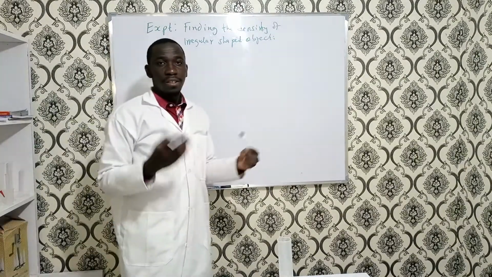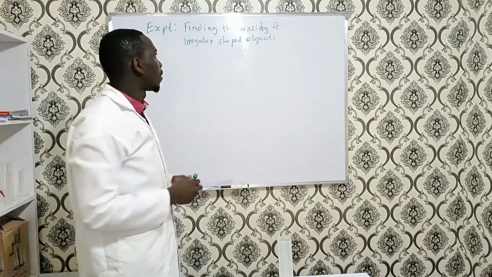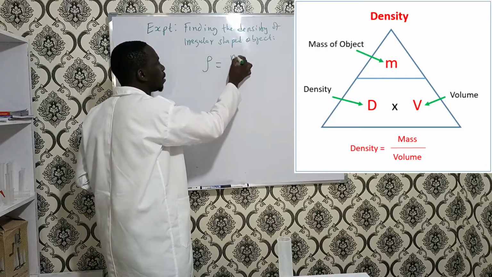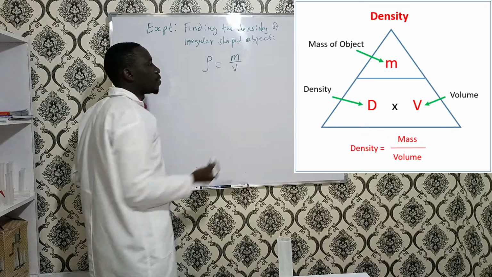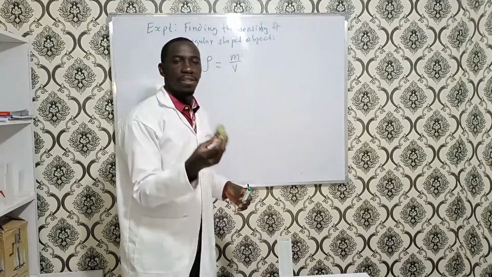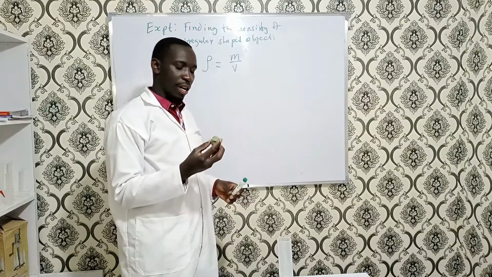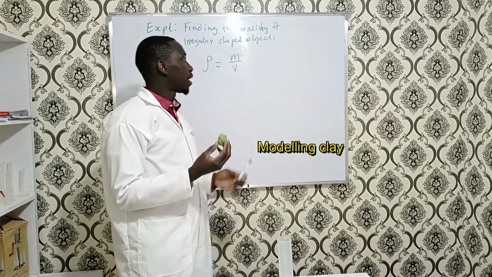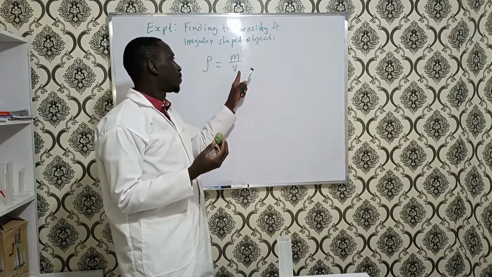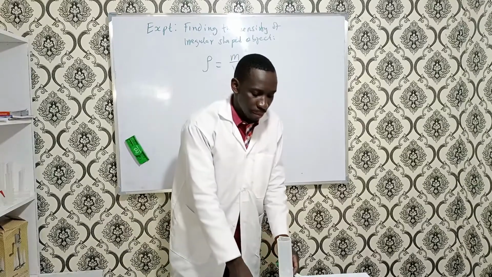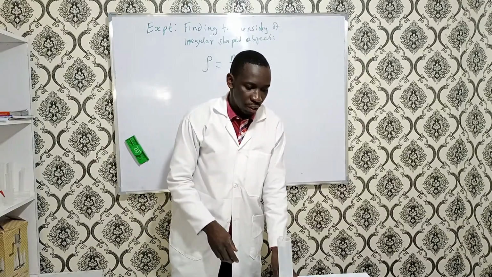Now, to find the density of a material, we know that density is given by mass divided by volume. That means if we need to find the density of this material, this clay, we need to find its mass and its volume. And so I have some apparatus here that is going to help us to do so.